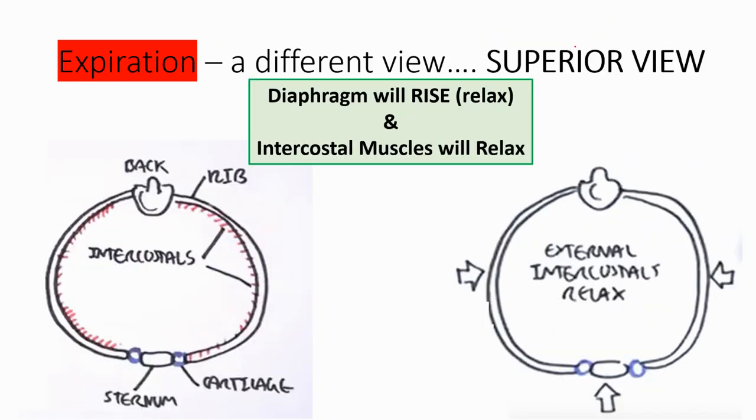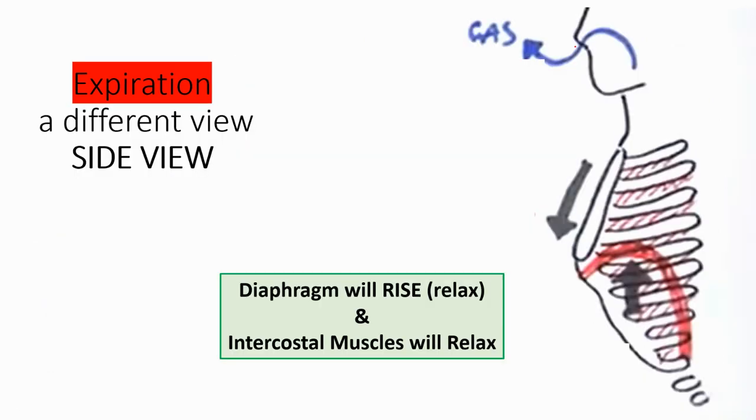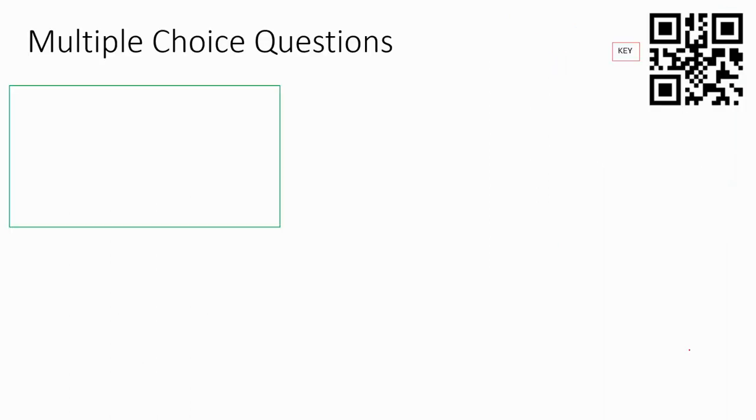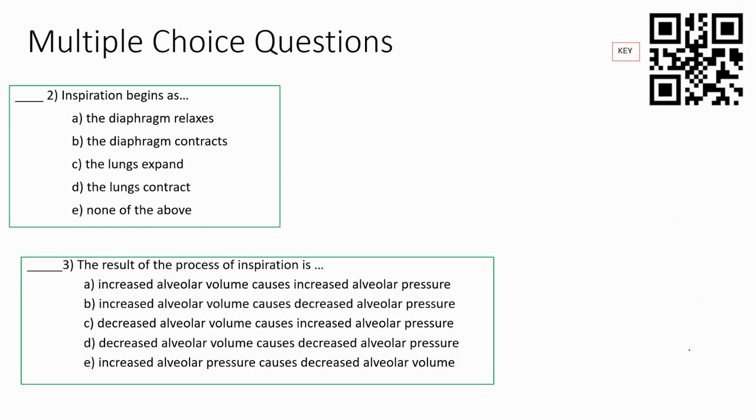So again, just another view from a different angle. You've got the intercostal muscles relaxing, the diaphragm relaxing, and that causes the internal area of the lungs to have less volume, more pressure.